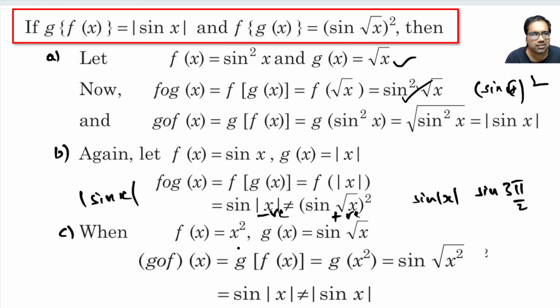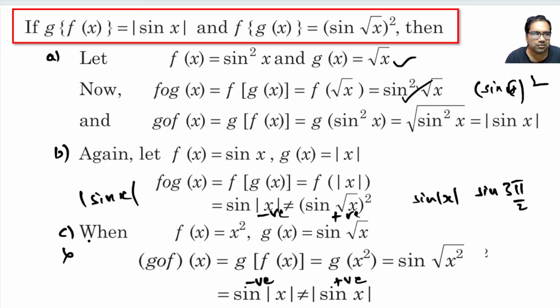Now let's take the final case, f of x equal to x square, g of x equal to sine root x. Now g of f of x: f of x is x square, so g of x square means sine of root of x square, that means sine of absolute value of x. This can be negative, like in the previous case. But what we want is g of f of x to be absolute value of sin x, which is always positive. Sin x can be negative, but the absolute value is always positive. So these two cannot be equal.